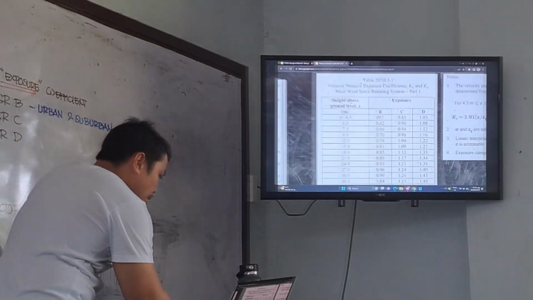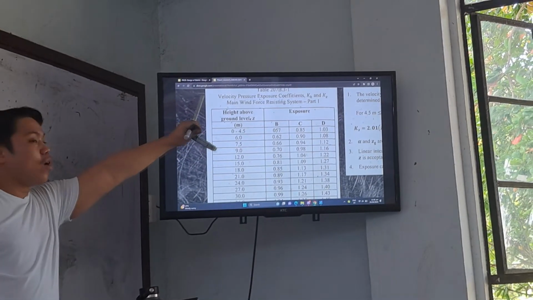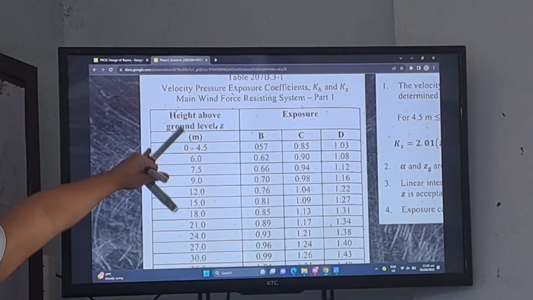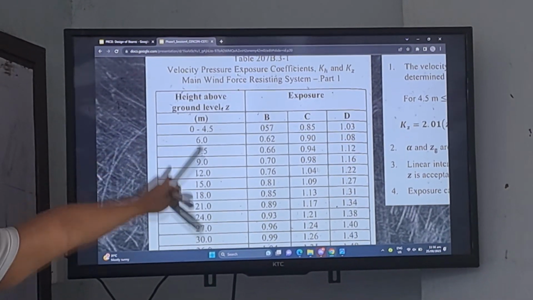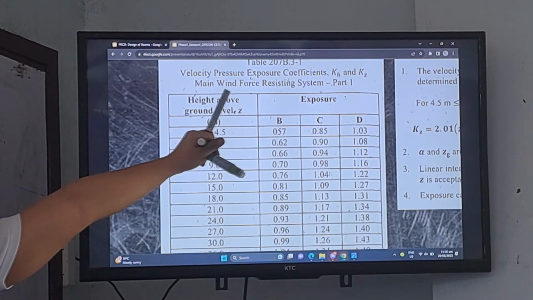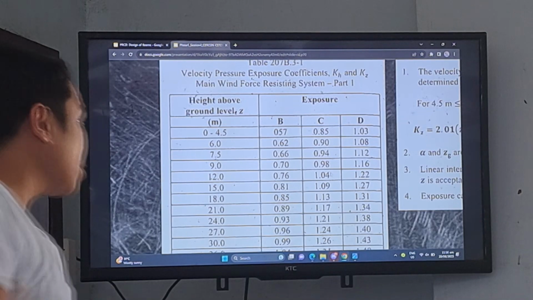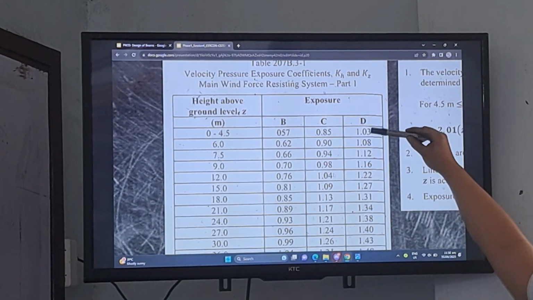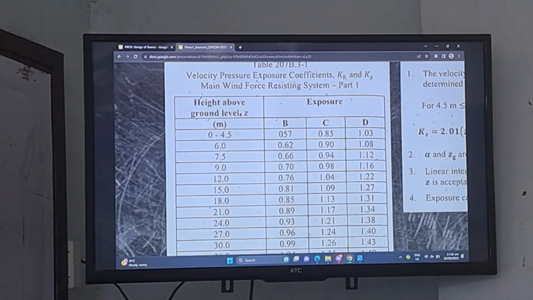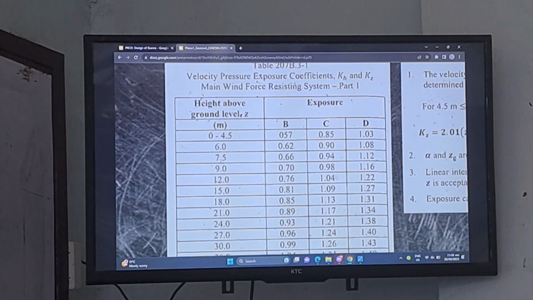Okay. So di ba we have identified our types of exposure. At different heights, they increase. Notice that if our height increases, our Kz also increases, even for their exposures. For exposure D, 1.08, and so on. So if your building is higher, the wind pressure is also greater.